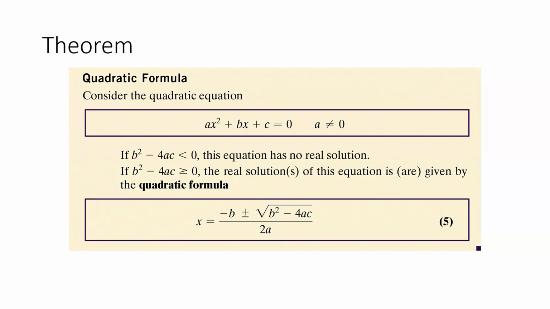X equals negative b plus or minus the square root of b squared minus 4ac, divided by 2a. That is the quadratic formula.